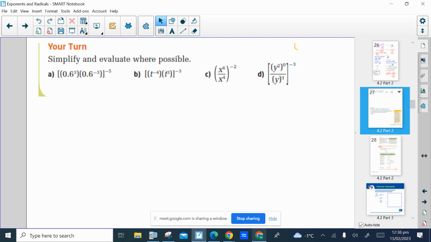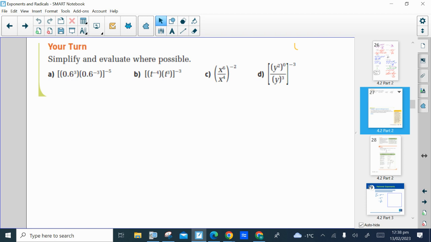Okay, so looking at question A, it says simplify and evaluate where possible. Where the evaluation part comes in, if the base is a number, then we can evaluate. We can get an answer, and sometimes we'll use our calculator to do that. But we need to use the laws of exponents. And you should have seen in the past that you always do what's inside brackets first. We have an order of operations that we always follow when we're doing multiple operations.